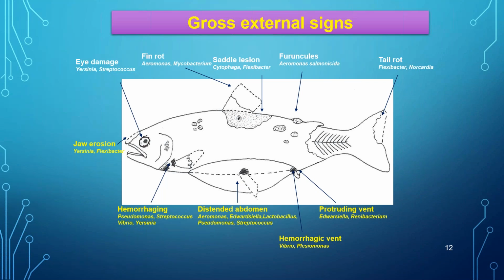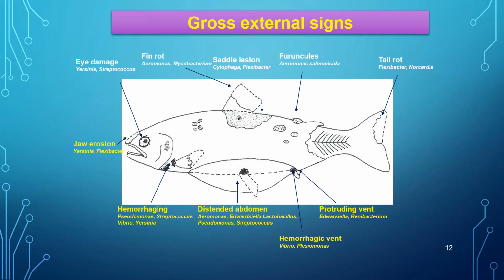So these are the gross external signs that are easily observed, or that help the farmer or the caretaker to judge whether the fish is a diseased one or not. Remember, without proper identification, proper diagnosis is not possible. So these are a few schematic things I have mentioned.